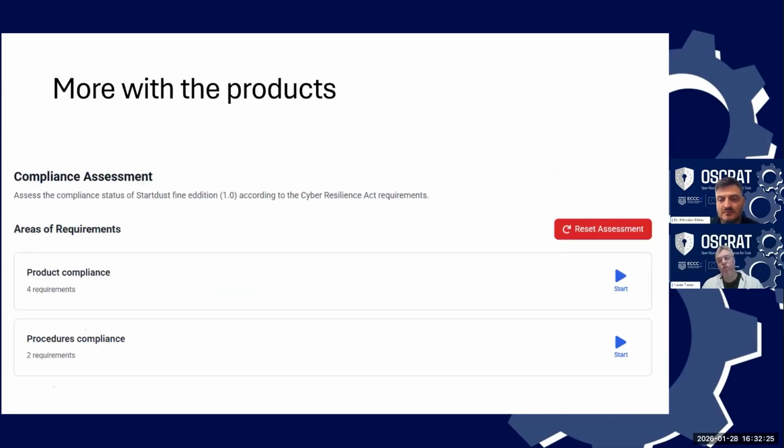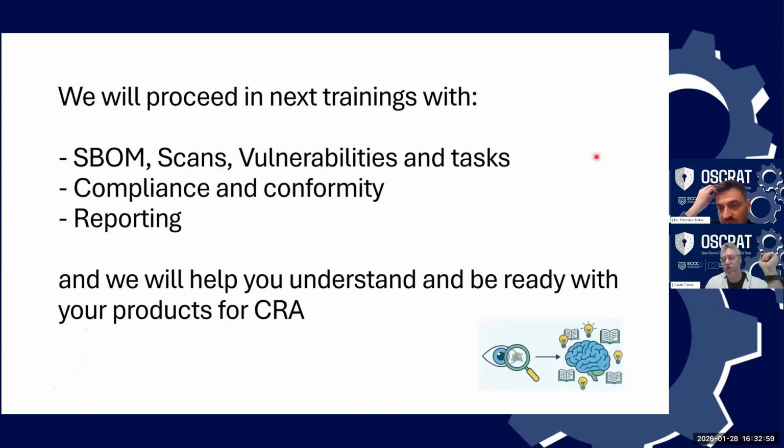I'm going to show you some screens which are going to bring your attention to the next time. So you can do the compliance assessments. Based on the product and category, you have two product compliance areas. You have product compliance, which has 4 requirements. And then you have 2 requirements which are related to the procedures. What does it mean? Don't miss the next show, when you're going to get more CRA ready and you're going to do the documentation. More is going to be documented.